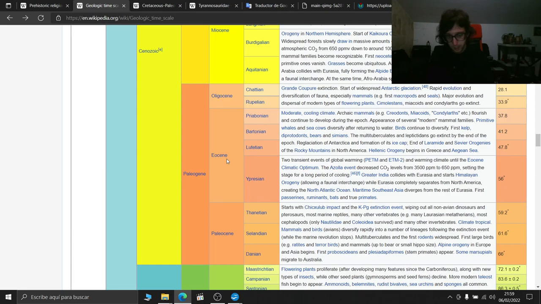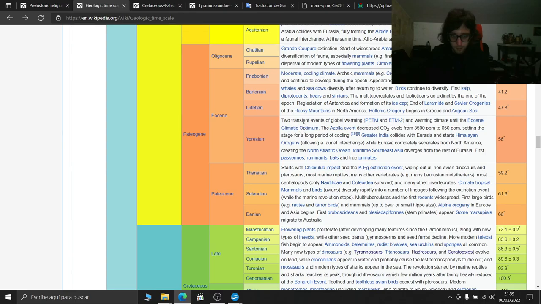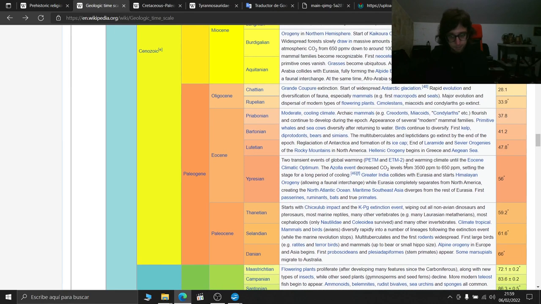Then in the Eocene, here just divided in many different periods. Let's see something to say here. Greater India collides with Eurasia and starts Himalayan orogeny, while Eurasia completely separates from North America, creating the North Atlantic Ocean. Moderate cooling climate, archaic mammals flourish and continue to develop during the epoch, appearance of several modern mammal families.